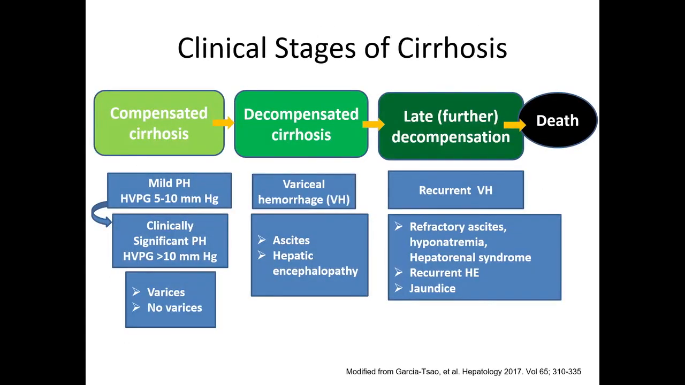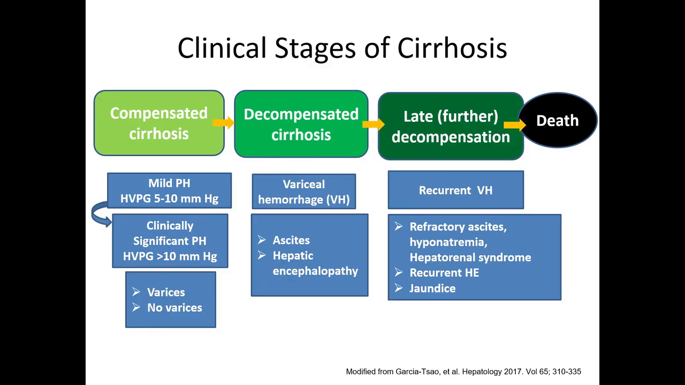The clinical stages of cirrhosis are seen below. Compensated cirrhosis then moves towards decompensated cirrhosis, and then late or further decompensation, which then ultimately progresses to death. In compensated cirrhosis, there can be mild portal hypertension ranging from 5 to 10 millimeters of mercury. And again, if greater than 10 millimeters of mercury, this is considered clinically significant portal hypertension and may present with or without the presence of varices.